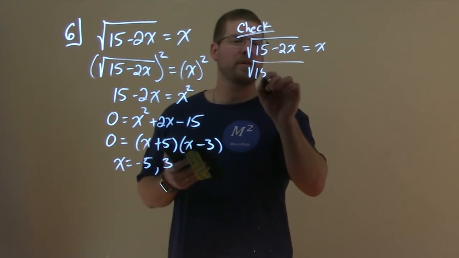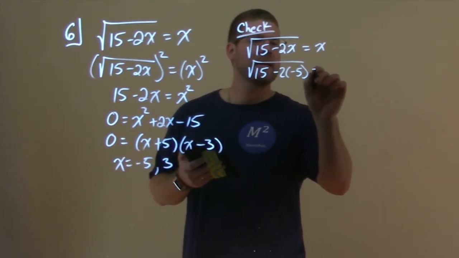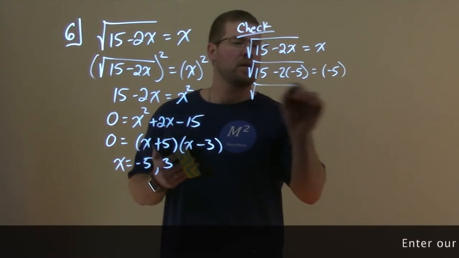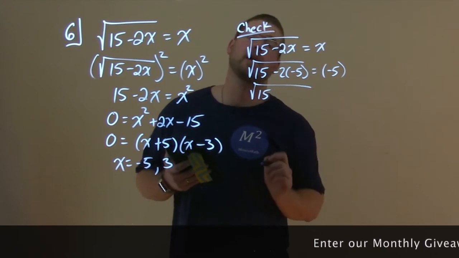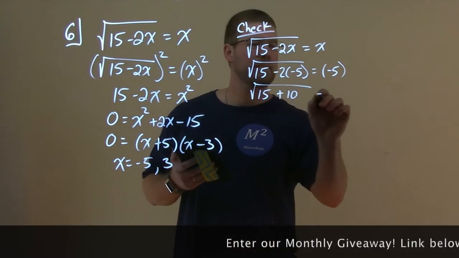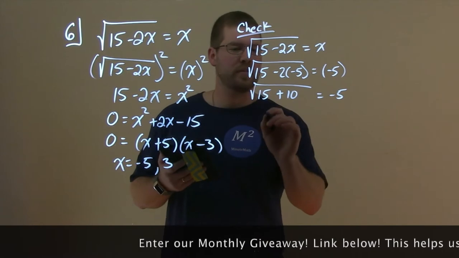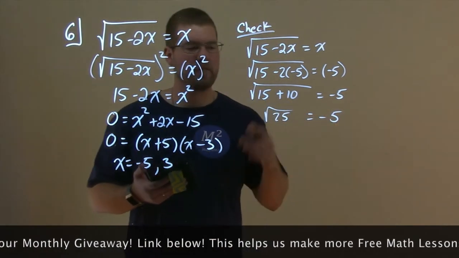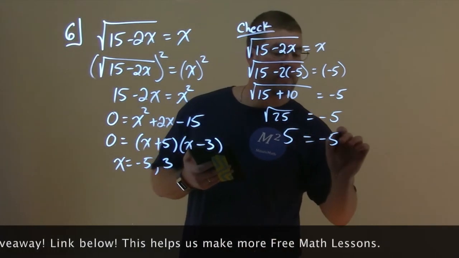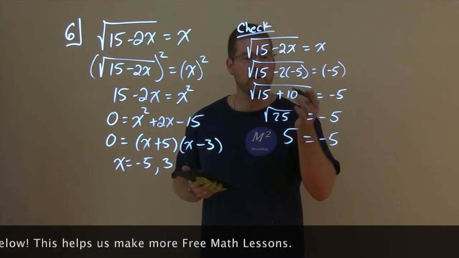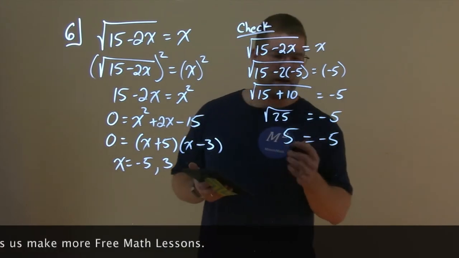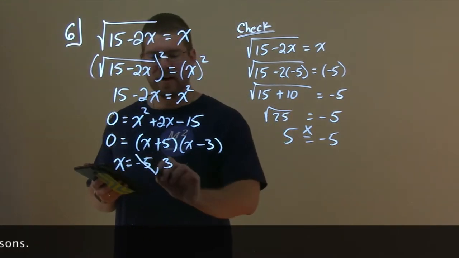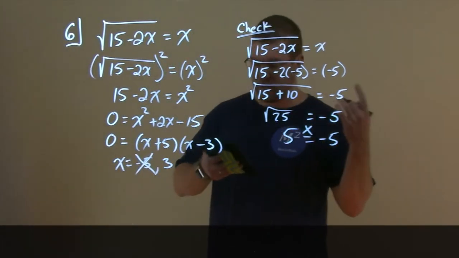So let's do that. The square root of 15 minus 2 times a negative 5 equals a negative 5. Okay, let's simplify that. We have 15, minus 2 times minus 5 is a positive 10, equals a negative 5. 15 plus 10 is 25. Looking good. Equals a negative 5. Square root of 25 is 5. Are they the same? No, right? They're not the same. This check failed. Positive 5, negative 5. Nope, not the same. That means negative 5 is not a solution. We need to check the other one now.